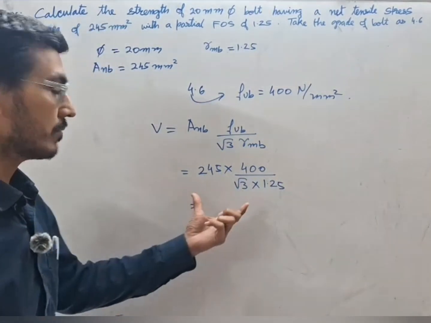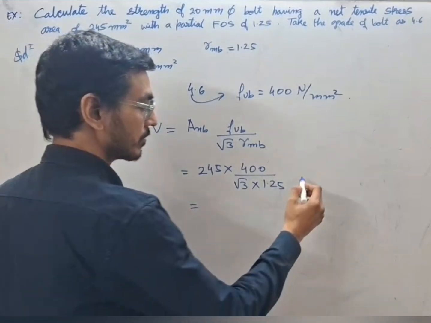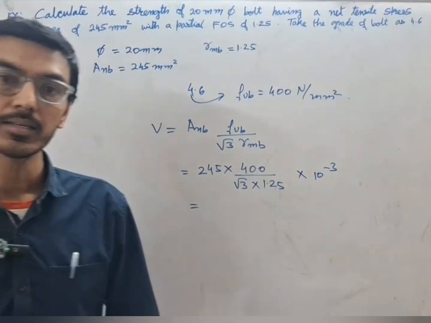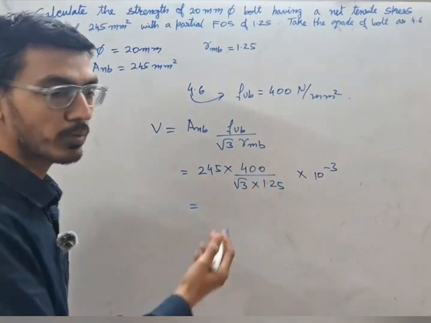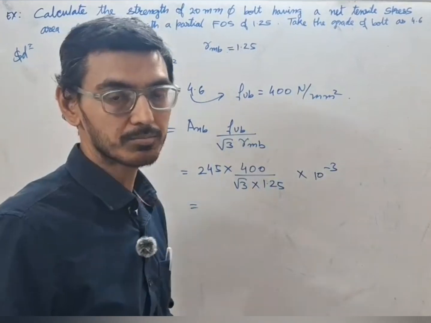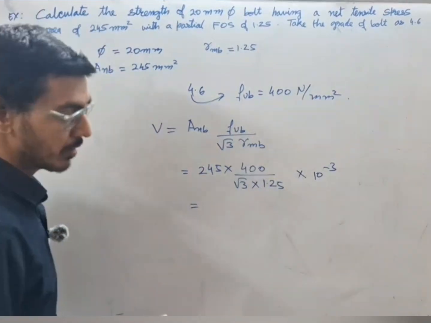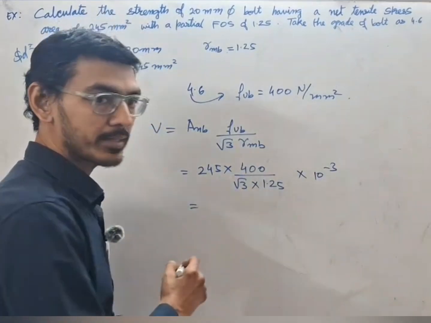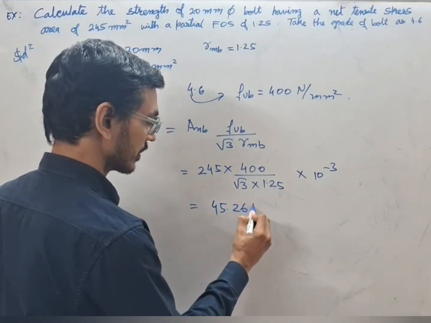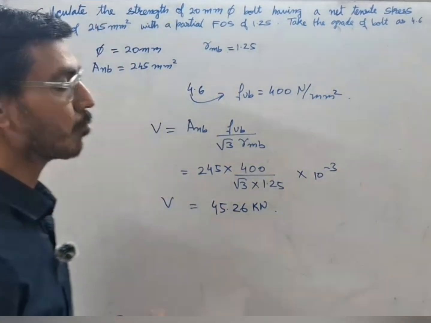Okay, now here you have to be careful that you have to multiply by 10 raised to minus 3 so that your answer will be in kilonewton, otherwise it will be a huge value in Newton. So you have to check whether they have asked in Newton or in kilonewton. If you calculate it, the answer will be 45.26 kilonewton. That is the strength of this bolt.